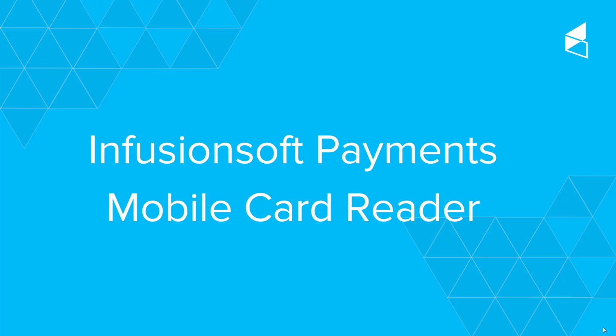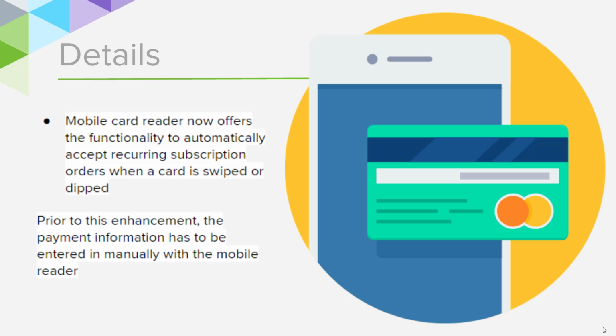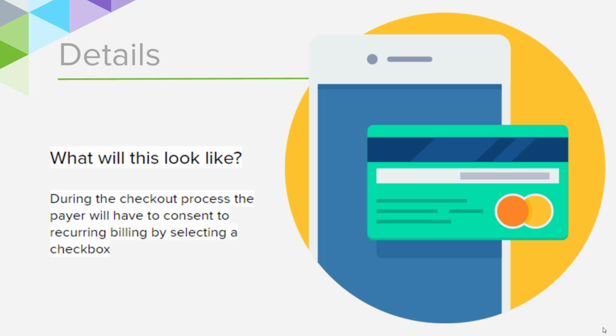We've made accepting recurring payments through the Infusionsoft Payments mobile card reader a whole lot easier with this change. The mobile card reader now offers the functionality to automatically accept recurring subscription orders when a card is swiped or dipped. Prior to this update, the payment information had to be entered in manually with the mobile reader. Now during the checkout process, the payer will have to consent to recurring billing by selecting a checkbox. Small change with a huge impact.